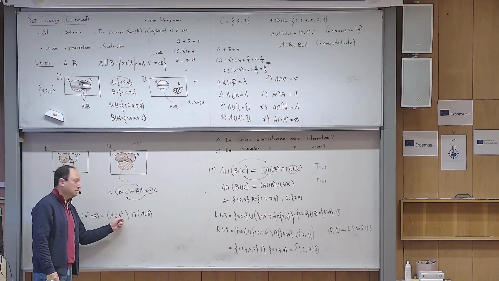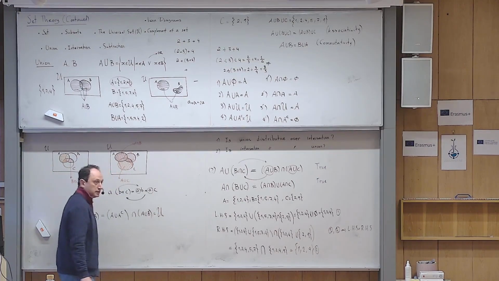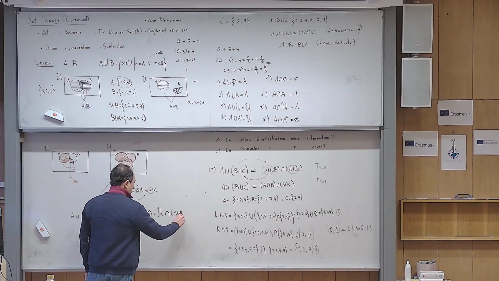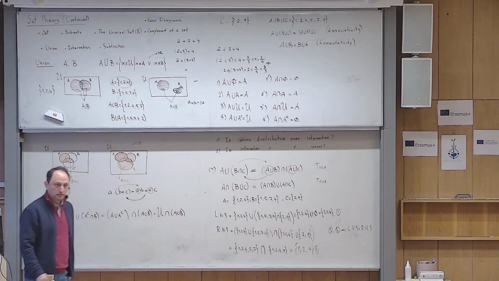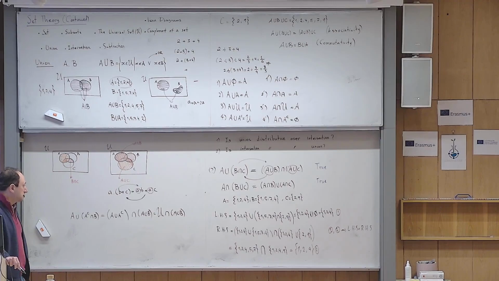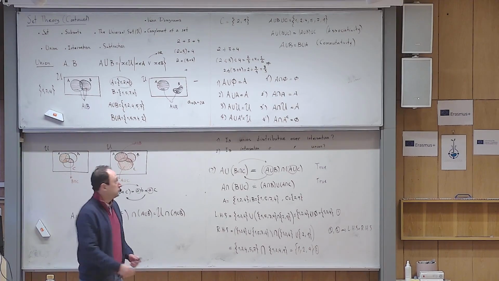A union A complement is the universal set. And then I have intersection A union B. Can I go further? The universal set intersection with the union of two sets. Can I write something in front of it? It's equal to the union of the two sets. Yes, because we learned here, it's still on the board.